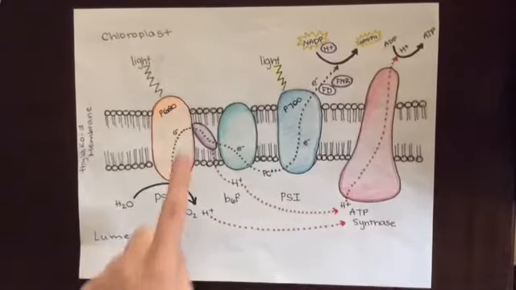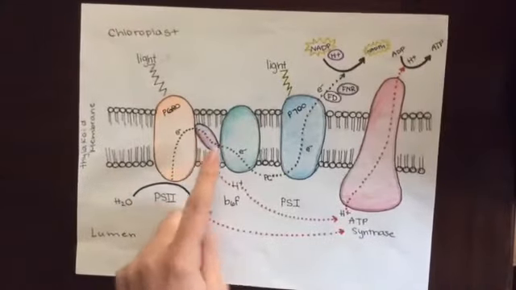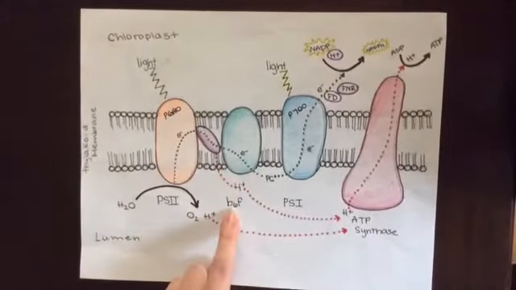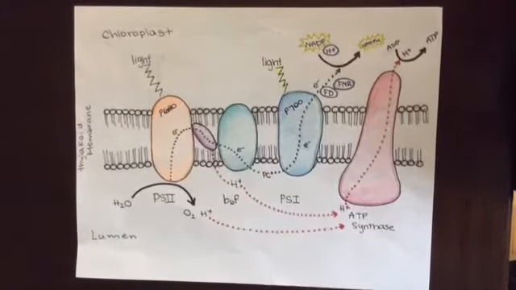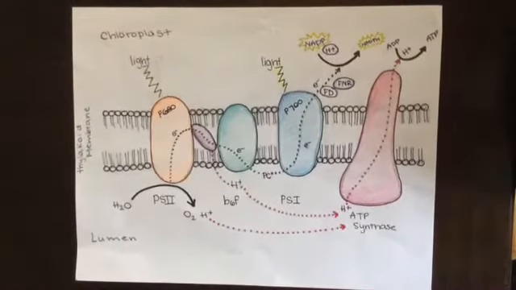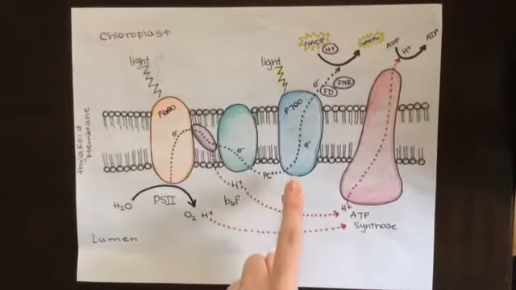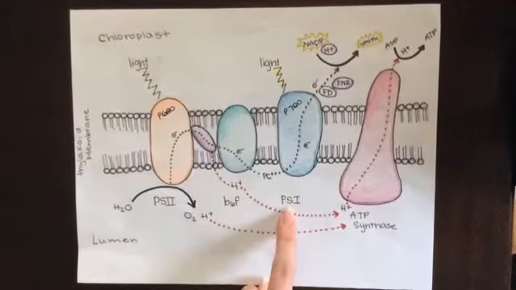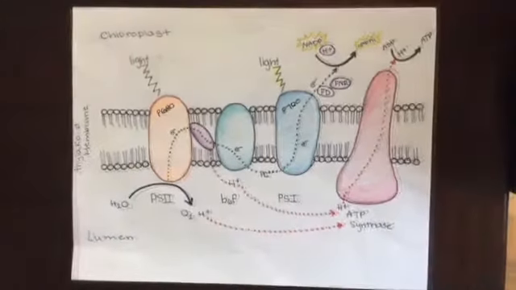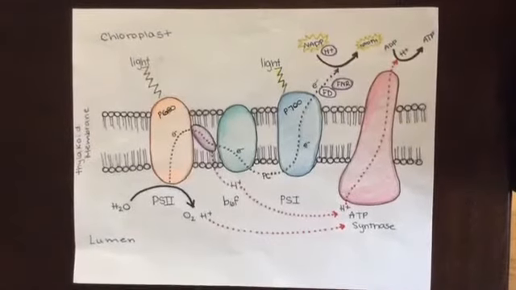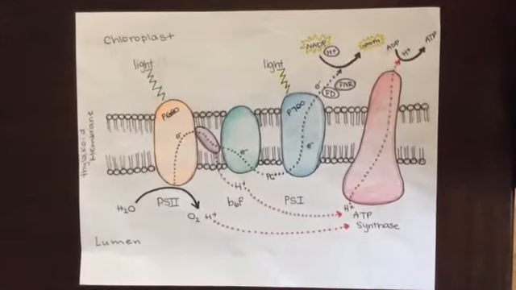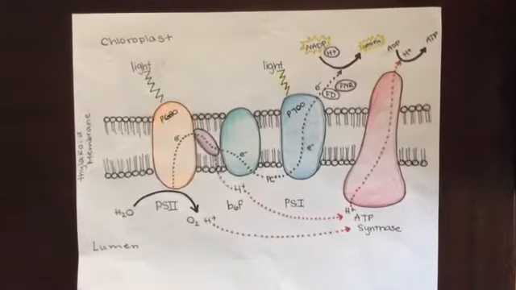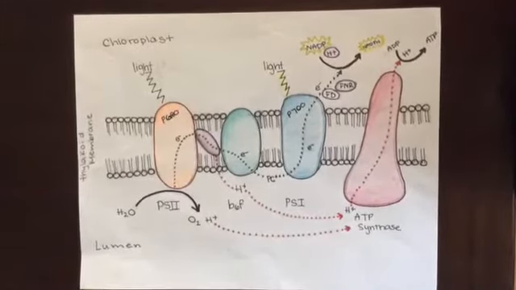Ellie then travels down the ETC and into the B6F complex. It is in this complex where the proton gradient is formed. Ellie then travels to photosystem 1. In order for Ellie to make it to photosystem 1, the ETC provides energy for synthesis of ATP by chemiosmosis.